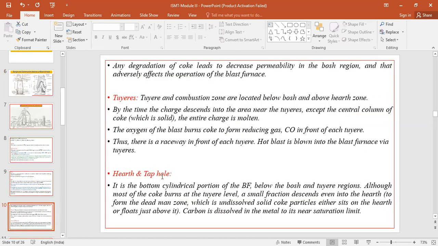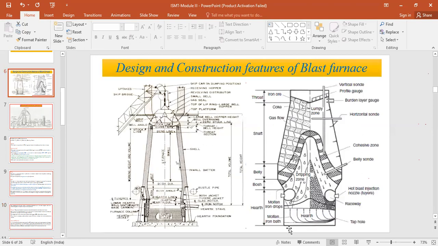And then you have a hearth and the tap hole. That is the lowest part of the blast furnace. The hearth is nothing but the sink for the liquid products, where after smelting, whatever products are formed all get settled down in the hearth part of the blast furnace. And you have a tap hole there where you tap these liquid products at subsequent intervals.